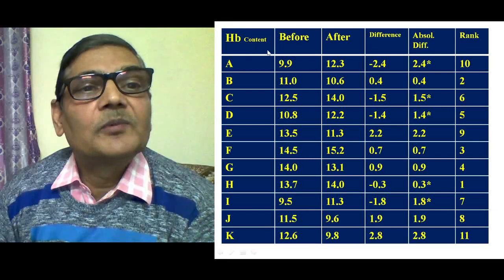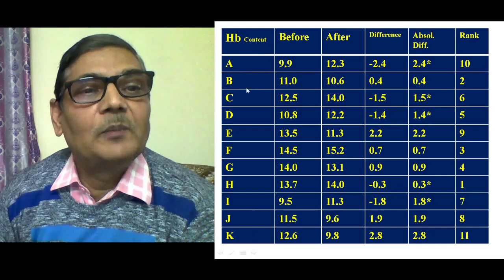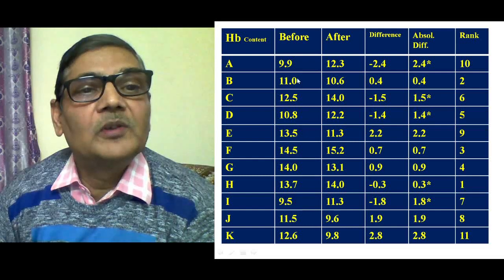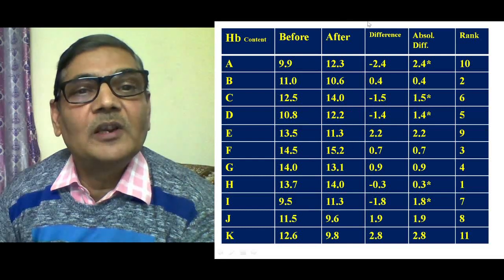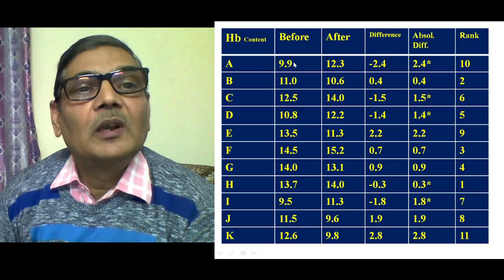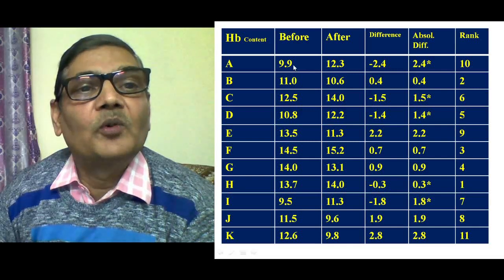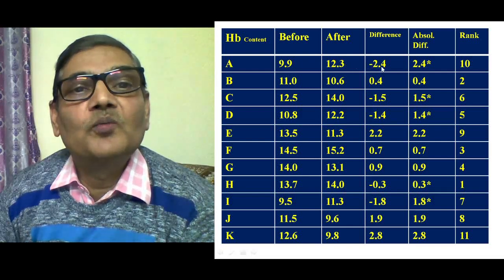Now let us see the steps which are involved in analyzing this data. As I just said, these are 11 persons, which is shown in column 1. In column 2, before hemoglobin values are mentioned, then hemoglobin content after treatment is given here. Now in the fourth column, we are going to find out the difference, that is the difference between the before and after. So we are simply going to subtract the after values from the before values, that is 9.9 minus 12.3. So this comes minus 2.4.